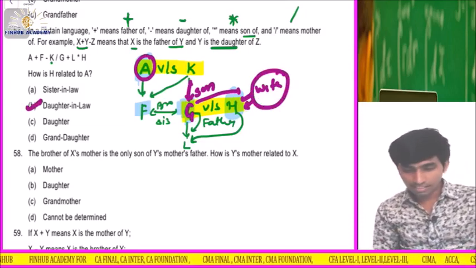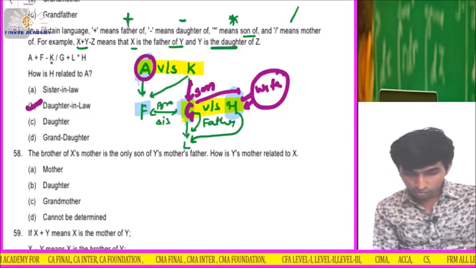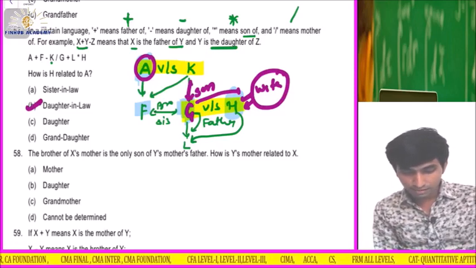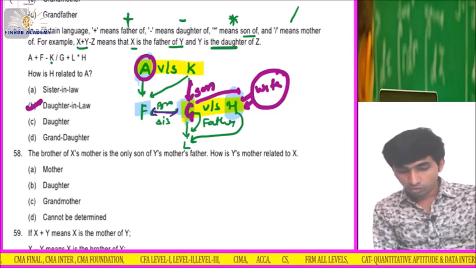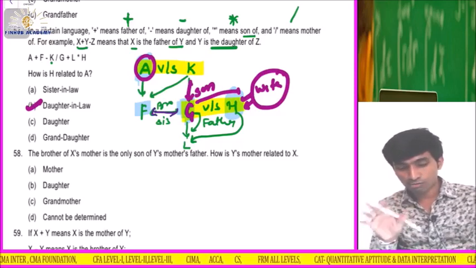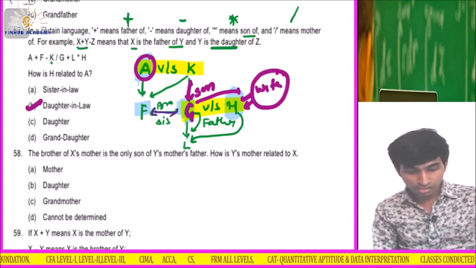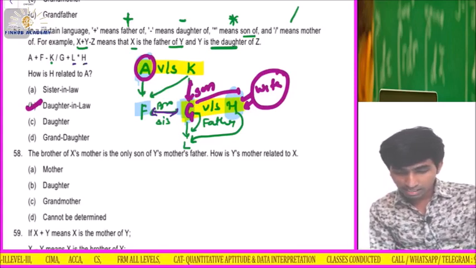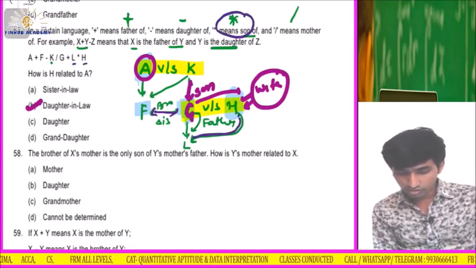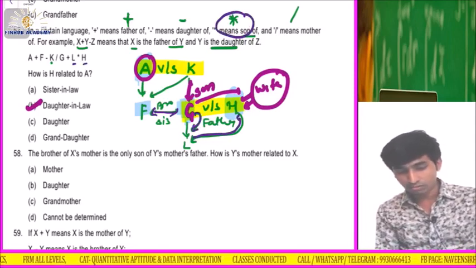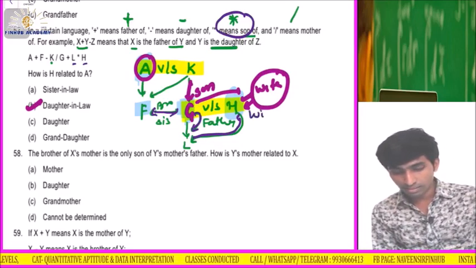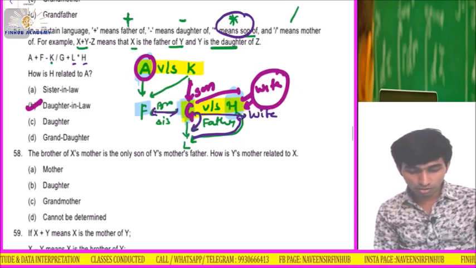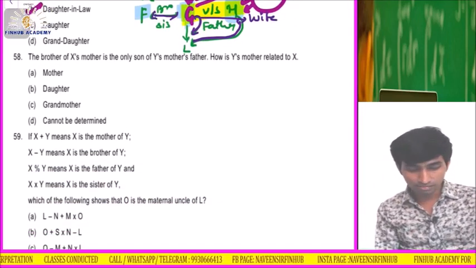Understood? A and K, see what they have given here. F and G, we understood, were siblings, brother and sister. Obviously A and K, husband and wife, have two children, F and G. G is married to H, and they clearly said L is son of H. G is father of L. That means H is wife of G. So for A, H is the daughter-in-law, son's wife. That's it, simple. Why are we thinking so much?